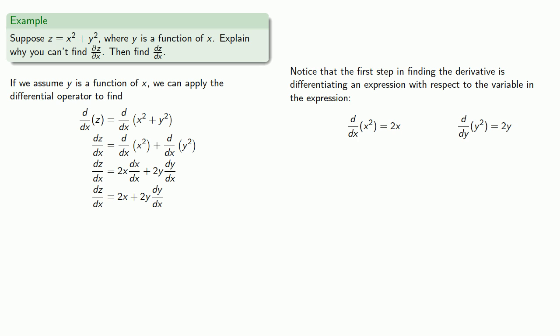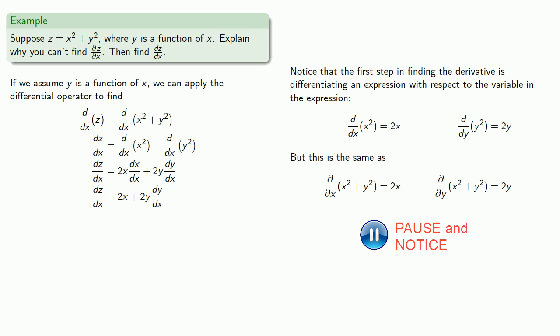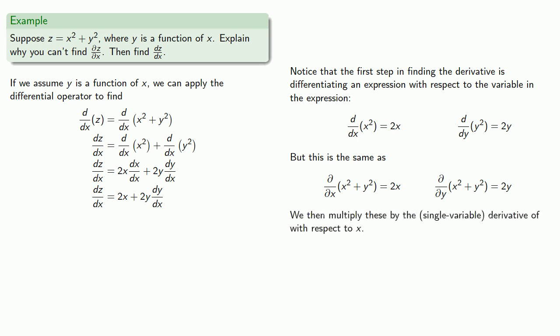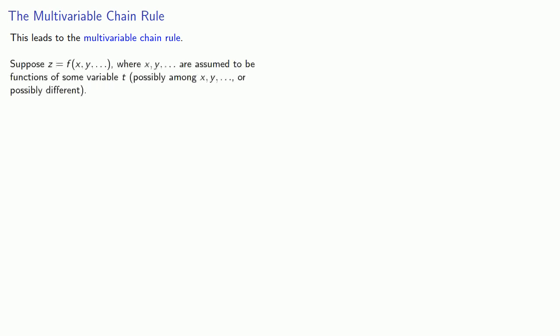The important thing here is to notice that these are the same as the partial derivatives of our function with respect to x and with respect to y. We then multiply these by the single variable derivative of the variable with respect to x. And this leads to what we might call the multivariable chain rule. Suppose z is a function of several variables, where the variables are assumed to be functions of some variable t, possibly among those already listed, or possibly something different. Then the derivative of z with respect to t is going to be the partial with respect to each of the variables times the derivative with respect to t.